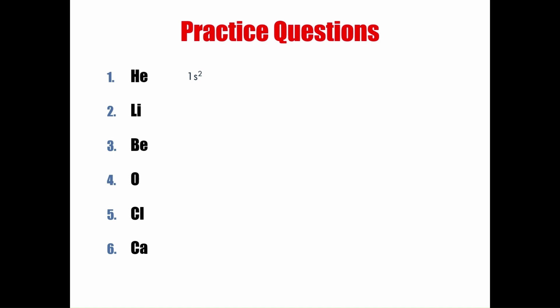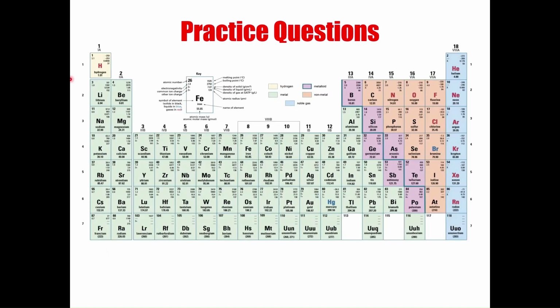So lithium. Let's attempt to do the same for lithium. To locate lithium, we find it here. It's in group 1, period 2. Period 2 indicates that it's in energy level 2. However, lithium has 3 electrons. So how do we allocate those 3 electrons?